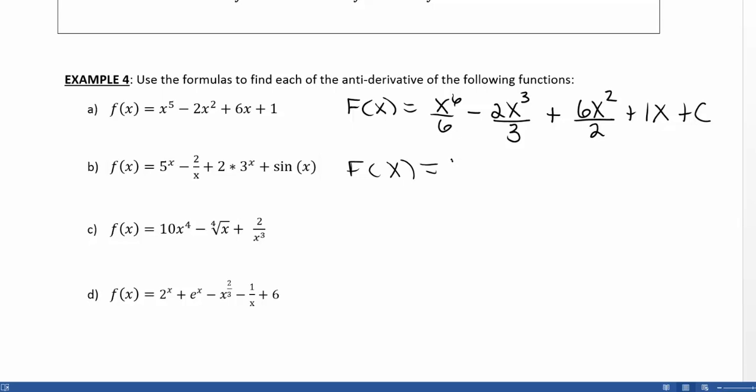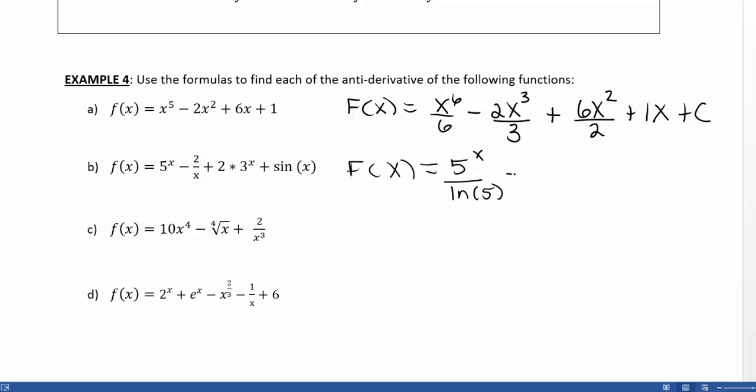So the first one's exponential. For an exponential function, you get the same thing back, but then we divide by the natural log of the base. Remember, with derivatives, we were multiplying by the natural log of the base. For antiderivatives, we have to undo that, so we divide.